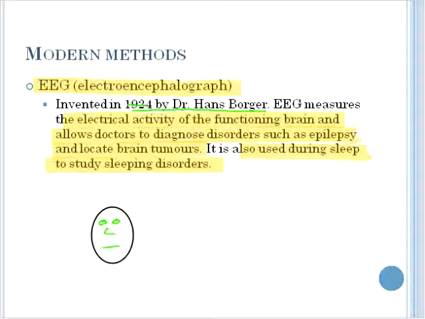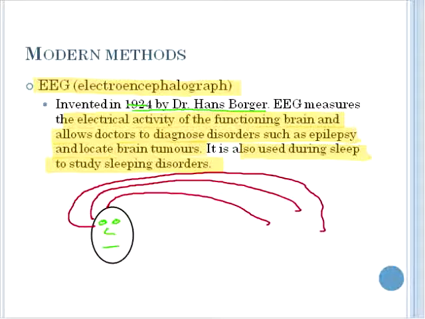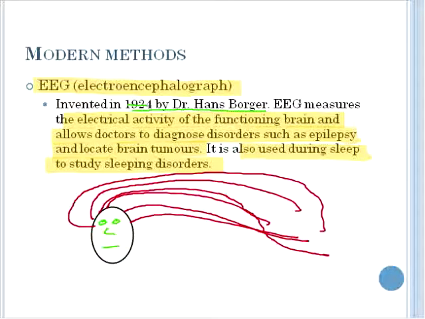These wires pick up and measure the electrical signals. They are located at various spots on the skin directly underneath the person's skull, a whole bunch of them. The result is that a graph is generated which indicates and measures the electrical activity.